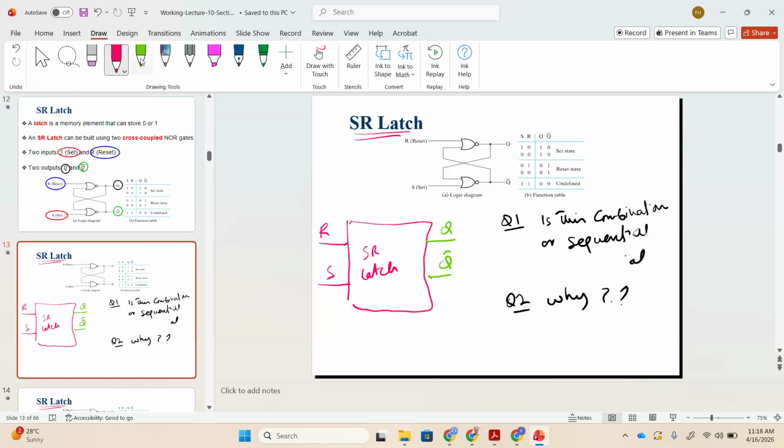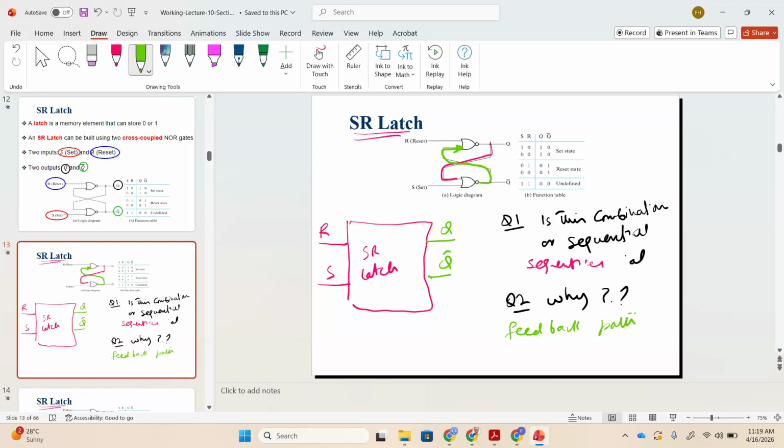So it means there is a feedback path. Since there is a feedback path, is this circuit combinational or sequential? It is sequential. But why is it sequential? Because there is a feedback path from the output back to the input of this circuit. And there is not only one feedback path, there are two feedback paths.